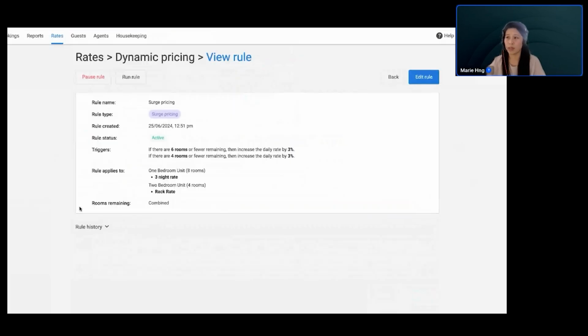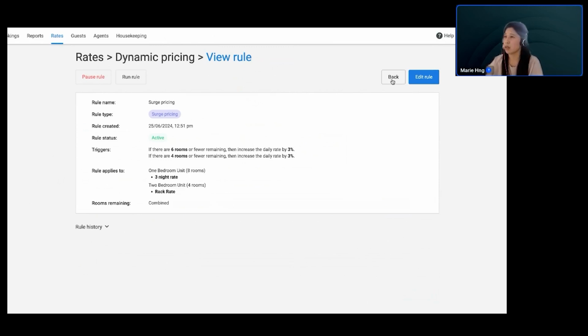Now there's one additional step for the surge pricing, which is run the rule. So when you click run the rule, it will go through all your inventory over the next 720 days. And if any of the dates meet these triggers, it's going to trigger your dynamic pricing, but only if you click the run rule. Otherwise it doesn't trigger until a new booking comes through.